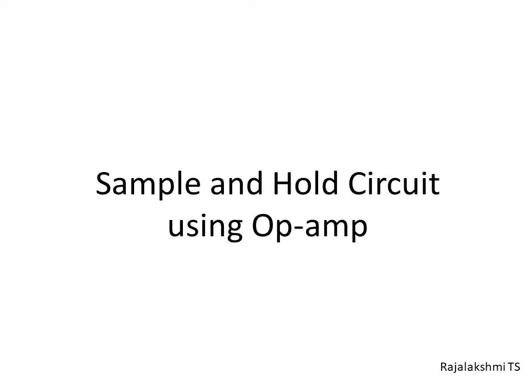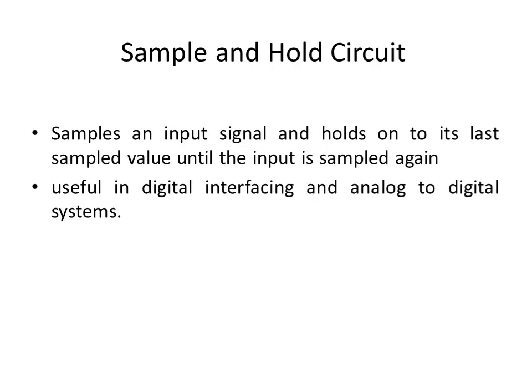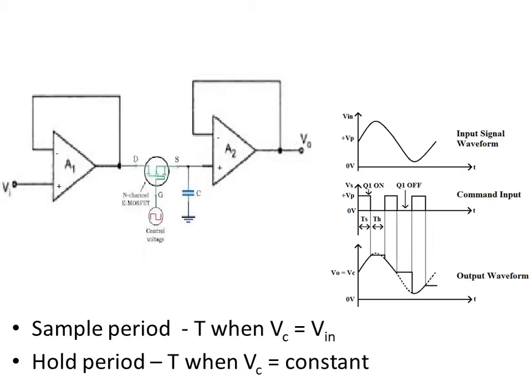In this video lecture, let us look at the sample and hold circuit using op-amp. What the circuit does is it samples the input signal and holds on to its last sampled value until the input is sampled again. So, it has to retain that particular value. This type of circuit is useful in analog to digital systems where the sample and hold circuit is a part of the converter.